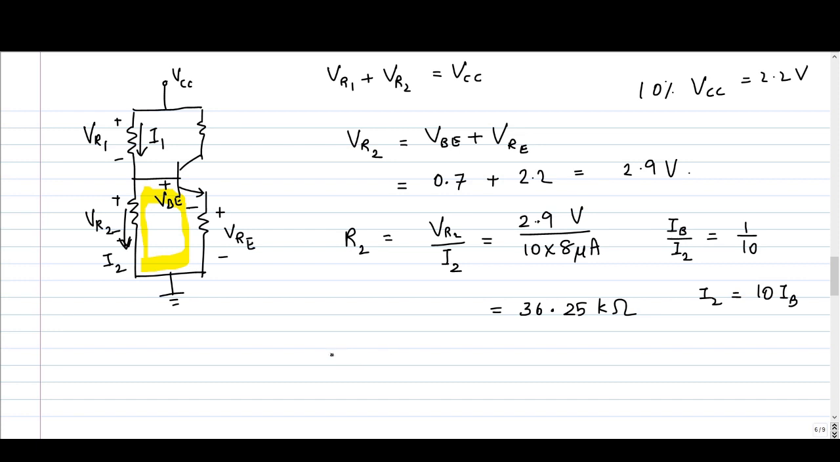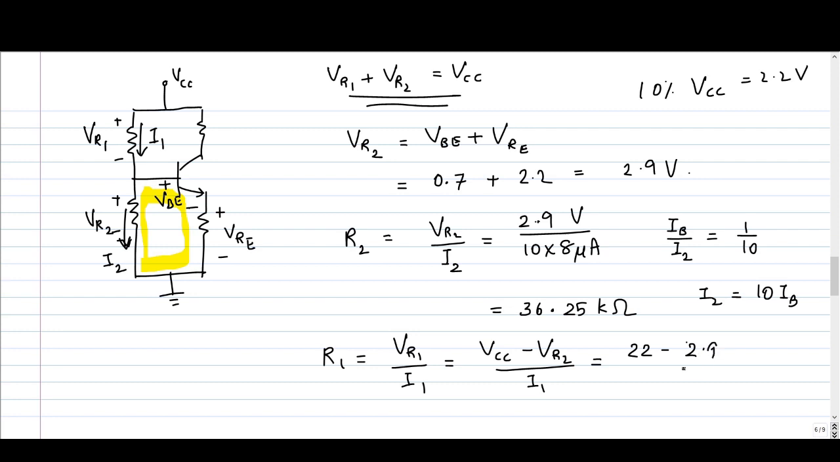Then we need R1. R1 is voltage across R1 divided by current flowing through R1. So what is the voltage across R1? You can use this relation. VR1 plus VR2 is VCC. So this is VCC minus VR2 divided by I1. VCC is 22 volt. VR2 is 2.9 volt. 22 minus 2.9 divided by I1. What is I1? You apply KCL at this point.